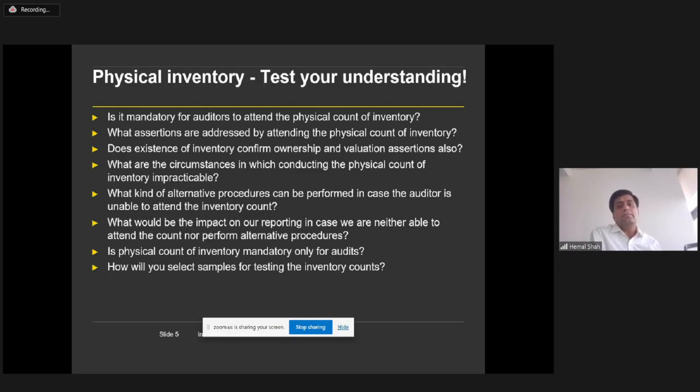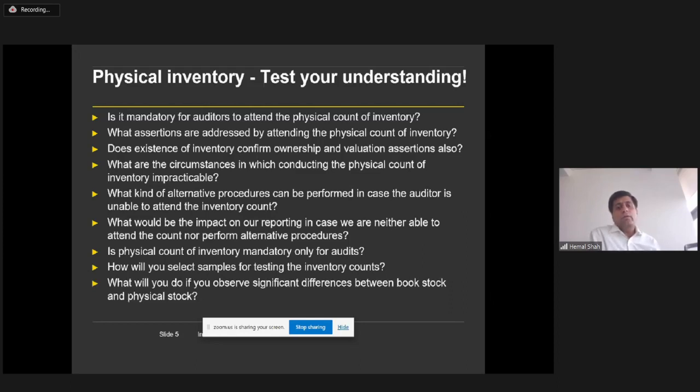So selecting some samples and checking those from the physical sheet to the book, and vice versa also, selecting a few samples from the book and verifying them physically. So perform the physical count both ways, selecting a few samples from book to physical and some samples from physical to book, and for a few high value items, check 100%. So that would be the ideal approach from the auditor's side.